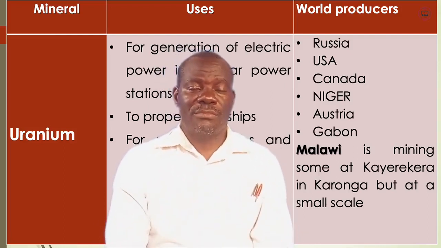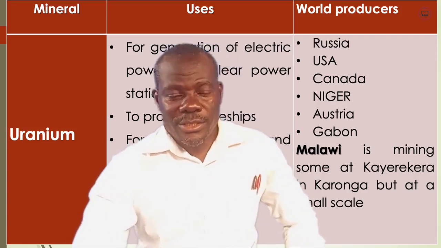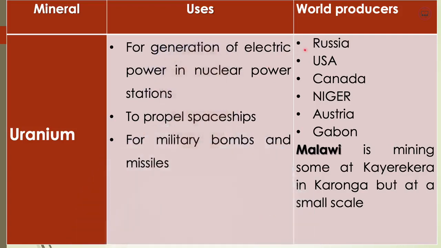So it is also another very important mineral. But who produces uranium? Here are the countries that produce uranium. We have Russia, USA, Canada, Niger. Remember, I talked about this sometime to say this is Niger, not Nigeria. This is Niger. Austria, not Australia, but Austria. There is a country by the name Austria.